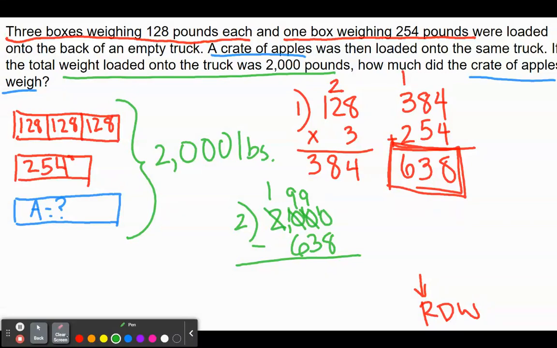So now I have 10 ones. I'm going to take away 8, which is going to leave me with 2 ones. Now I have 9 tens. I'm going to take away 3 tens, which is going to give me 6 tens. Now I have 9 hundreds. I'm going to take away 6 hundreds, which is going to give me 3 hundreds. And then I have 1,000 left over. So the weight of my apples is 1,362.